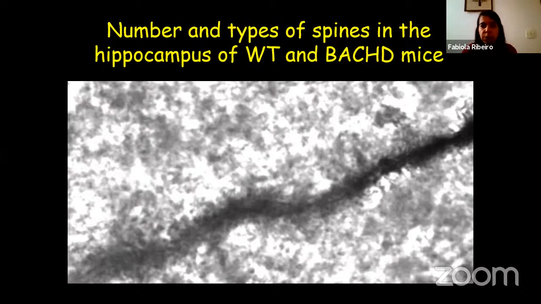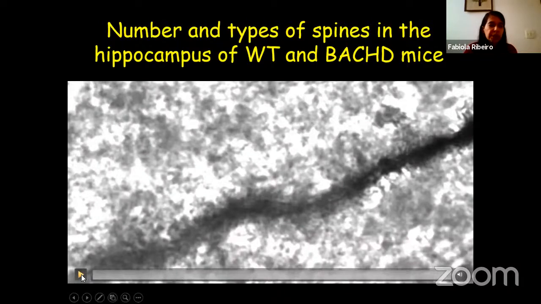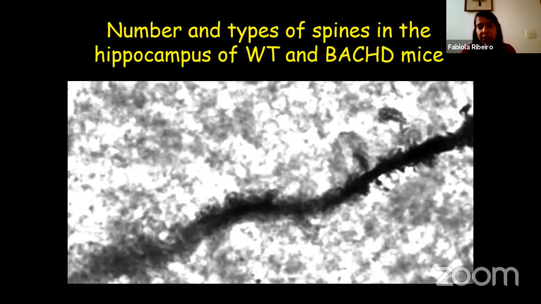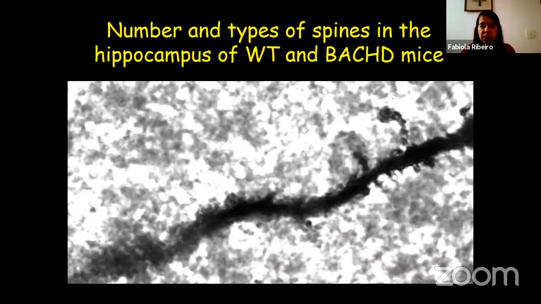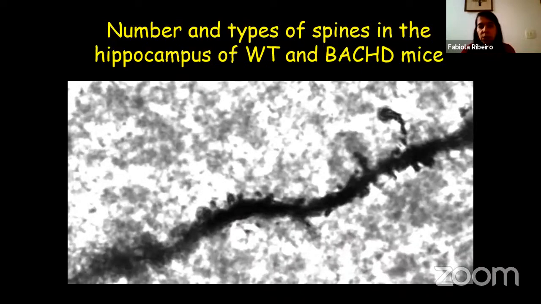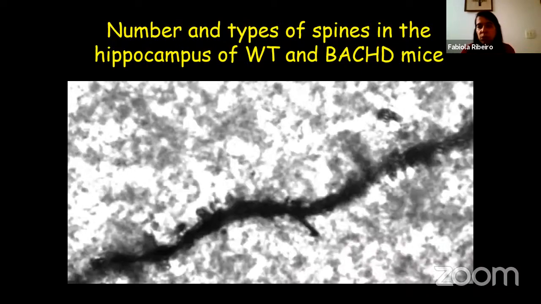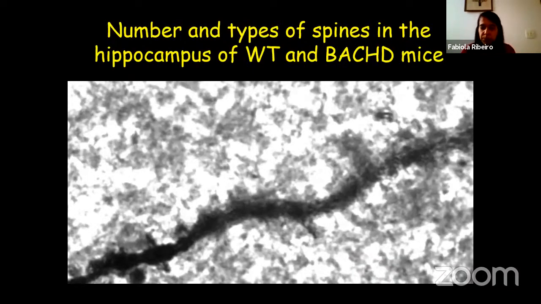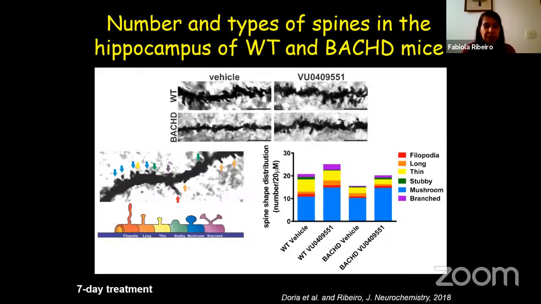For that, we employed a very old technique in neuroscience, the Golgi-Cox technique, to impregnate neurons. So then we could image dendrites, and here we have a Z-series of a dendrite, and we can now reconstruct these images, and we can not only count the number of spines, but also examine the level of maturation of these spines, because spines can be classified as mature, such as stubby, mushroom, and branched, or they can be immature, such as filopodia, long, and thin.